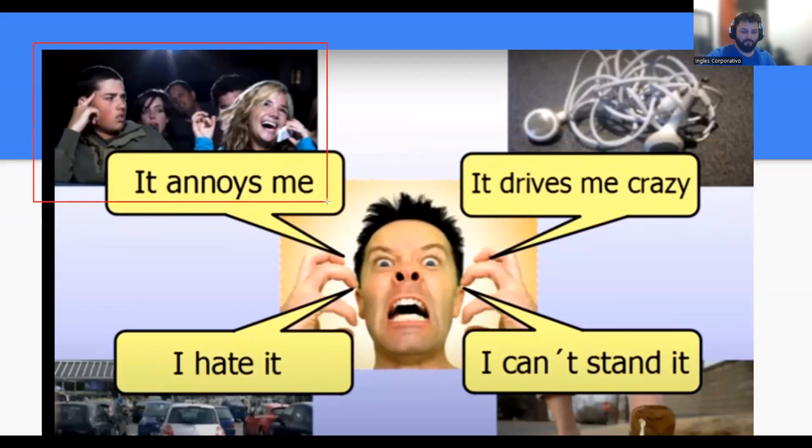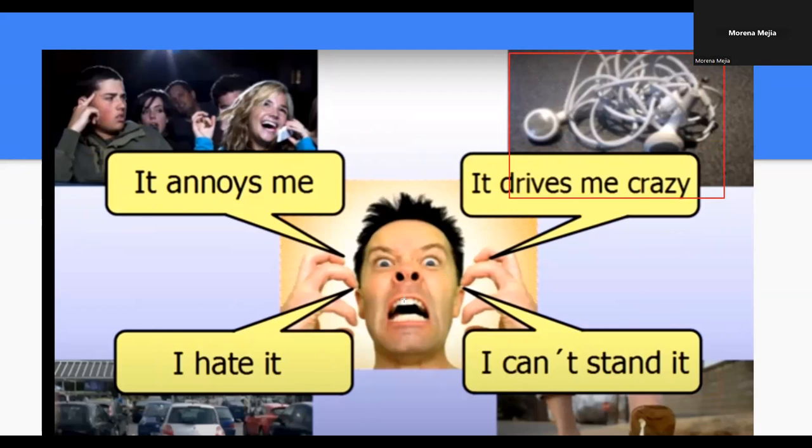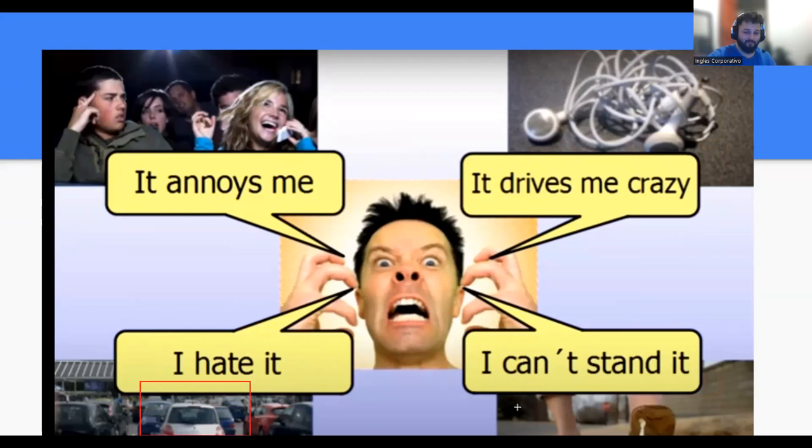So you can say it annoys me when people talk over the phone when I'm at the cinema. Or it drives me crazy when my earphones get tangled. Or I hate it when people use two parking spots. Or I can't stand it. And I don't know what the last image is, right? But you can say, I can't stand it when people talk over the phone at the movie theater. So you can use all four of these phrases, and you can combine them with relative clauses, okay?